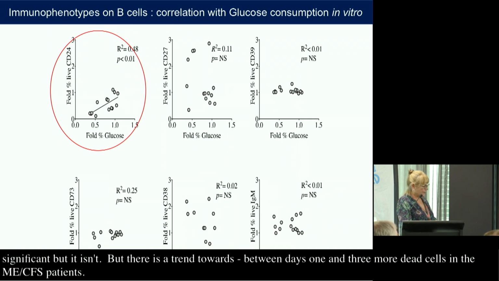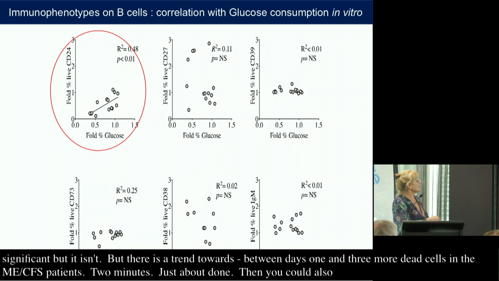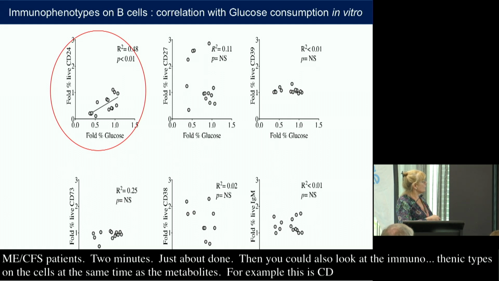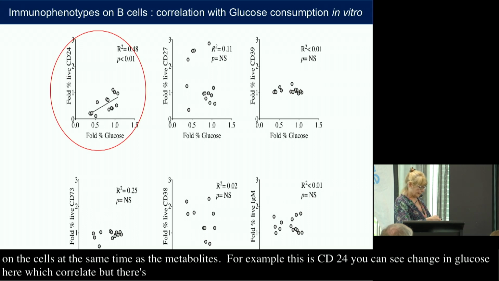And then you could also look at the immunophenotypes on the cells at the same time as the metabolites. For example, this is CD24, and you can see fold change in glucose here, which correlate, but there's no correlation of fold change glucose with any of the other receptors.